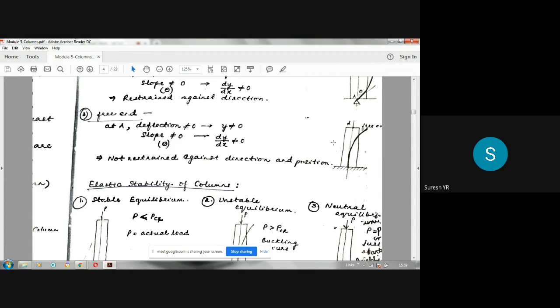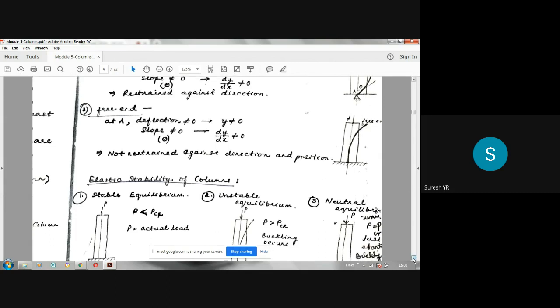If you turn this column by 90 degrees, it will look like a cantilever beam. So at the fixed end it is zero. At the free end you have some rotation as well as deflection. So these are the characteristics of support conditions in the case of columns.